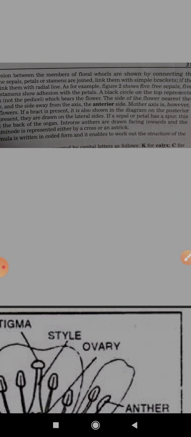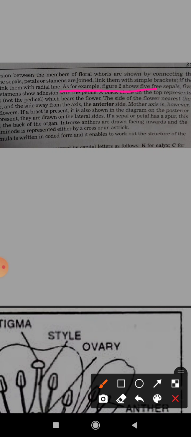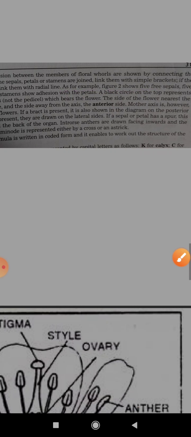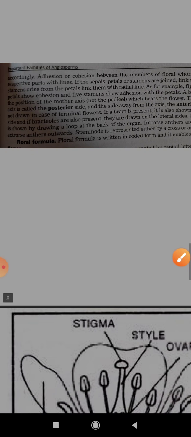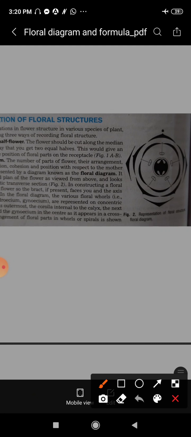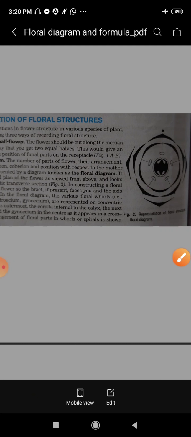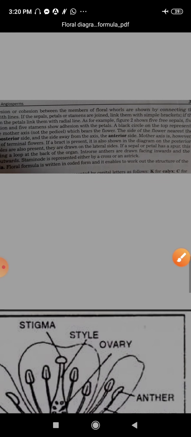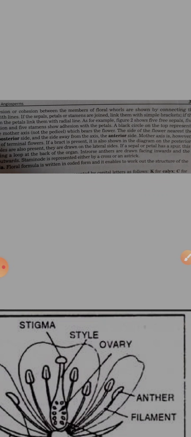When you read further, you will see it's given here, for example, in figure 2, the figure that we talked about just now: there are 5 sepals and 5 petals. They show cohesion, and 5 stamens show adhesion with the petals. If we look at this diagram here, we will see how the stamens are attached to the petals. So this is how a flower is represented in the form of a diagram.